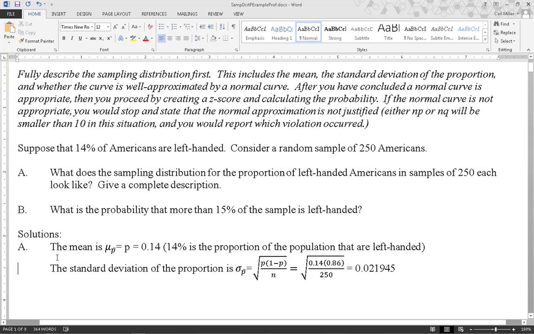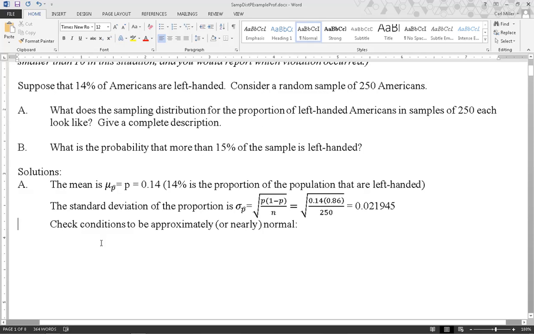The standard deviation of the proportion is sigma sub p hat, and that equals the square root of p times 1 minus p over n. So that's the square root of 0.14 times 1 minus 0.14, which is 0.86, divided by 250, which was the sample size. That calculates to 0.021945.